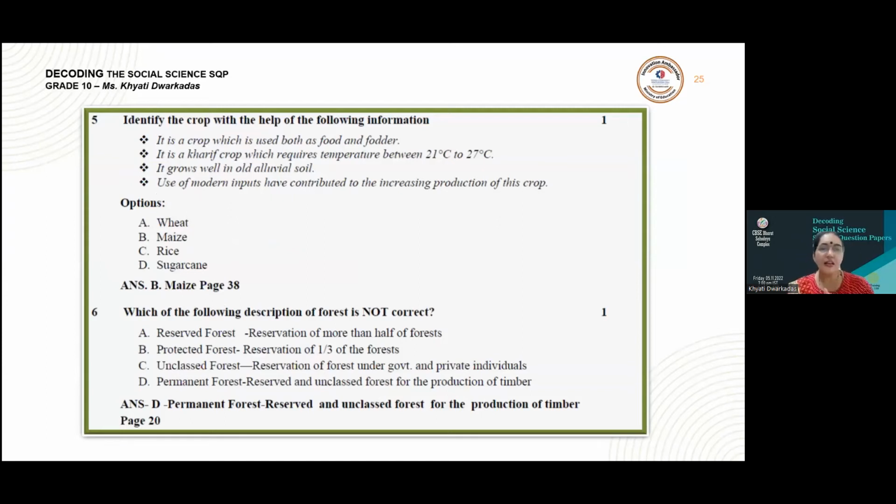Now look at this. There are clues given. Identify the crop with the help of the following information. And they've given you 4 clues with 4 options as crops. Which question are you talking about of the Bloom's taxonomy? 4 or 5. Kanakavali says this is a good one. Yes, it is a good one. I do understand people have moved to question 5 and are saying 5 is a good one.